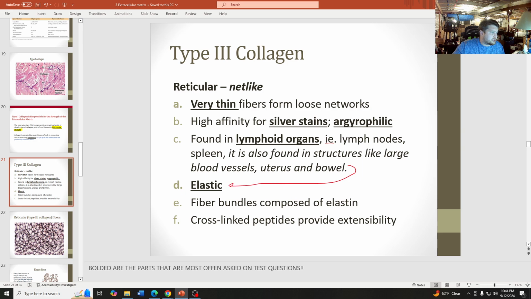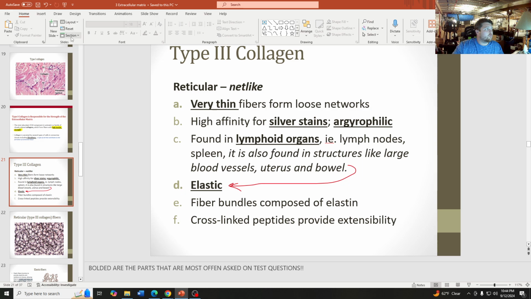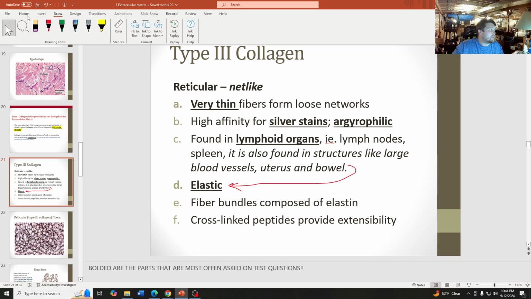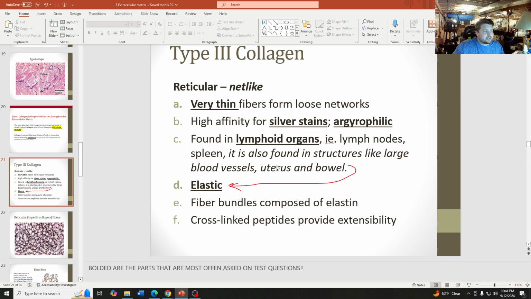So type 3 collagen is very elastic, which means it's very flexible. Elasticity means that it has the ability to return to its shape after being stretched. So like blood vessels, the uterus, the bowel, once it's been stretched, it bounces back. It comes back to the form that it had before, and that's the job of type 3 collagen.